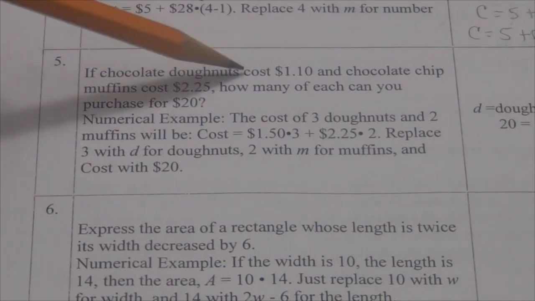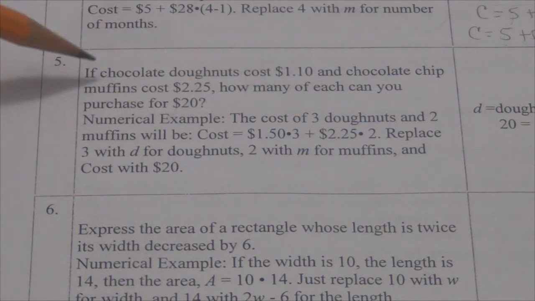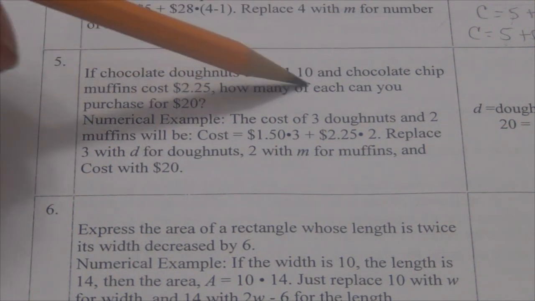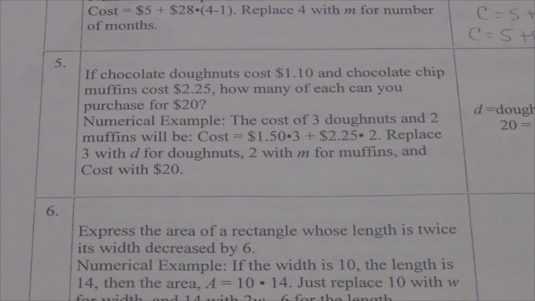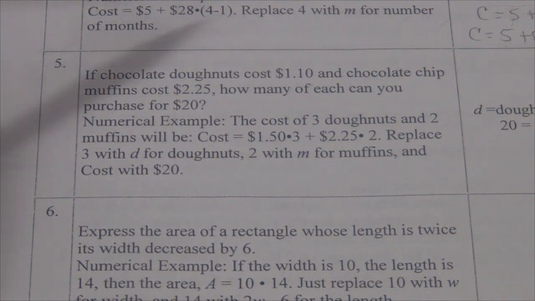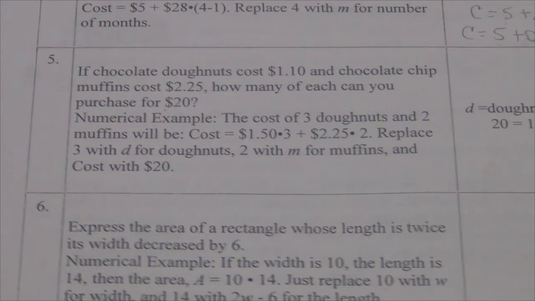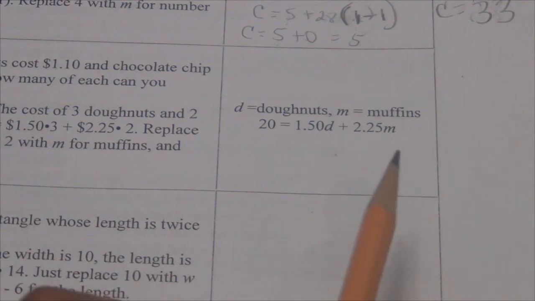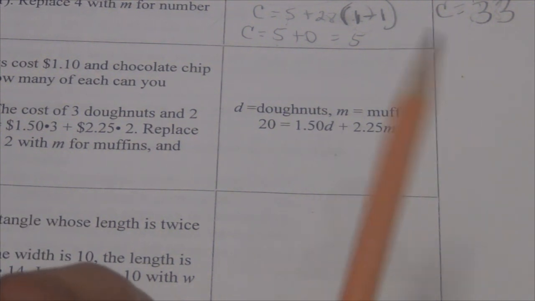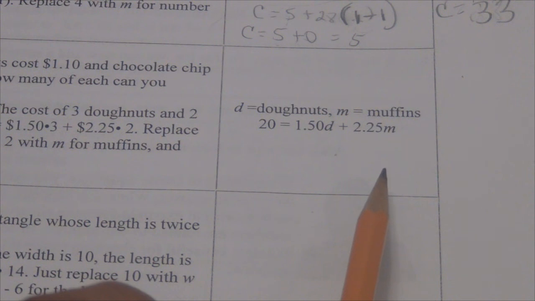If chocolate donuts cost $1.10 and chocolate chips muffin cost $2.25, how many of each can you purchase for $20? So here you have to write the equation. Well, let's go for the equation first. Remember what it says. If chocolate donuts, I hate that word, cost $1.10, and chocolate chips muffins cost $2.25, how many of each can you purchase for $20?